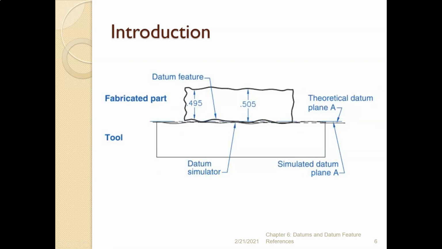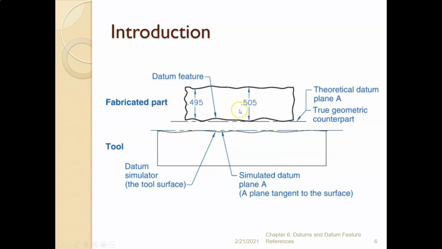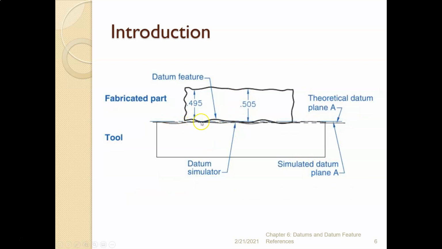So when we put the two together, right, and that's what this is showing. Here the two are apart. So imagine now that we take the part and we place it down on the surface. What we end up getting is kind of a part that nestles in there. It sits on top of, and it may rest in some of the shallow valleys on the tool. And we have the theoretical datum plane A with the simulated datum plane A, and theoretically they should lie right together, but of course, they're not going to, because of the imperfections in the fabricated part and the tool.